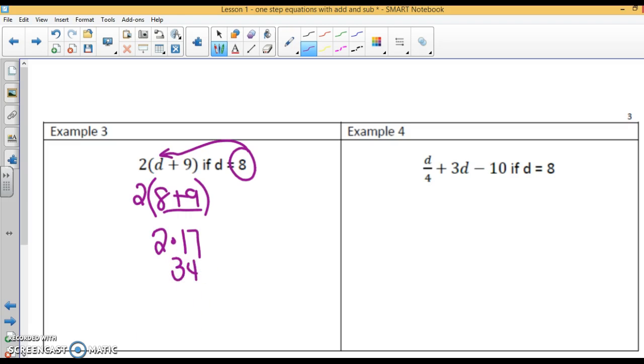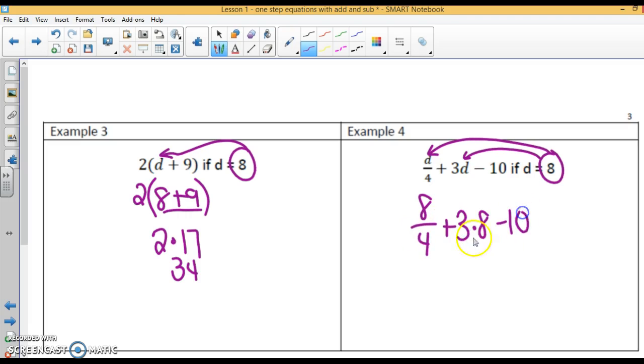This one I'm going to substitute 8 for D. I'm going to do that everywhere we see a D. So I'm going to have 8 divided by 4 plus 3 times 8 minus 10. Again, notice I did not just write the 3 and the 8 right next to each other. I wrote 3 times 8. Well, 8 divided by 4 is 2 plus 3 times 8 is 24 minus 10. This will be 26 minus 10 is 16.